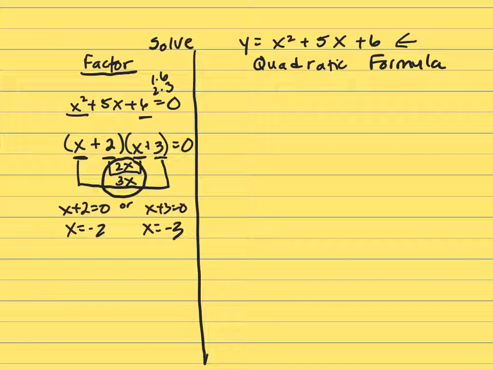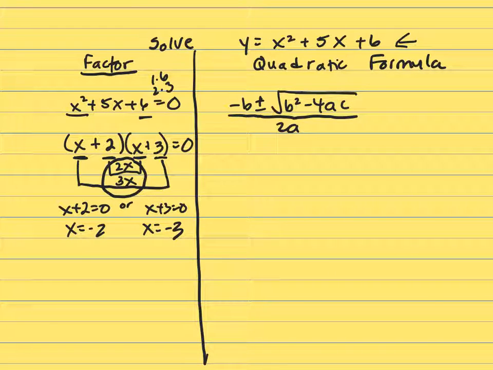Now you can also solve it by the quadratic formula, which is negative b plus or minus the square root of b squared minus 4ac all over 2a. Where a is 1, it came from this coefficient here. B is positive 5, it includes the sign in front, and C is positive 6. So plug those three values in.